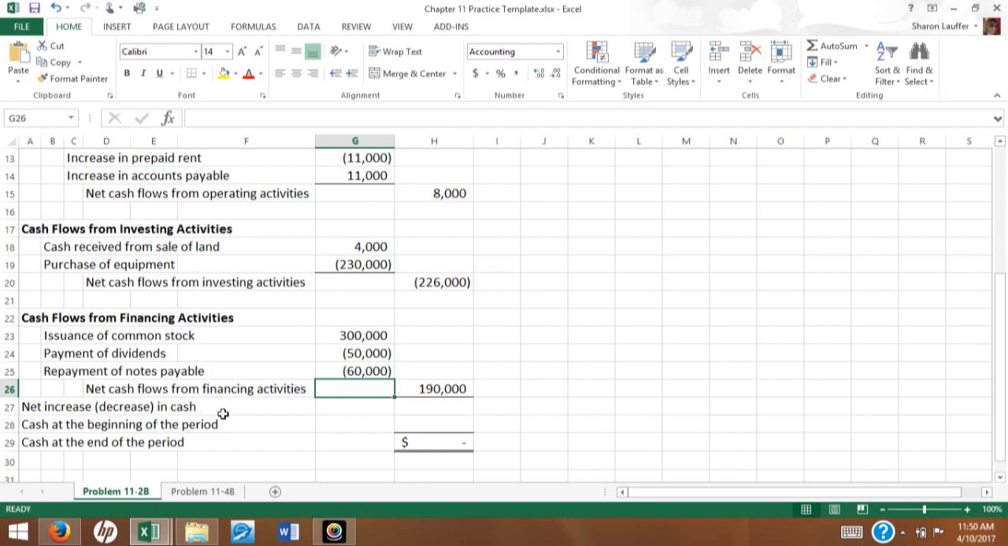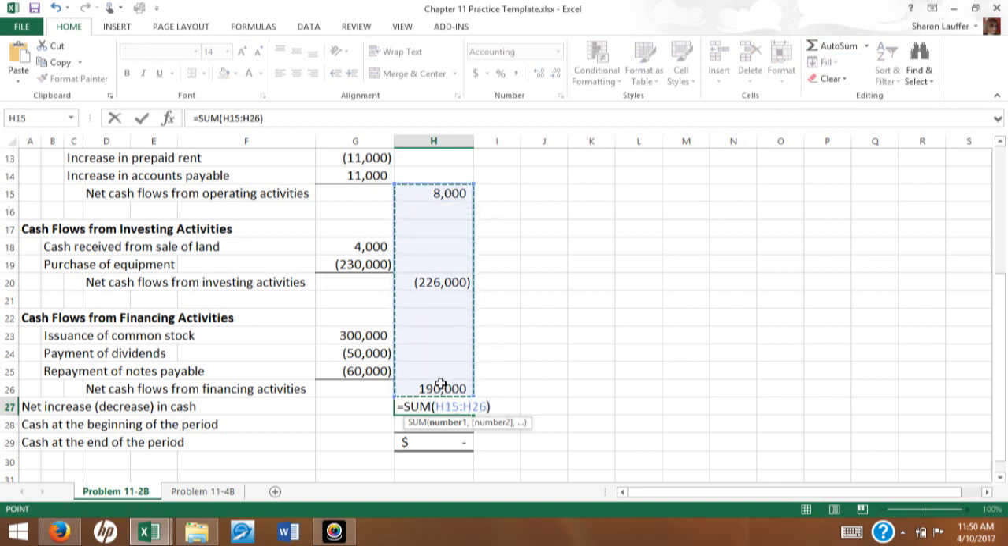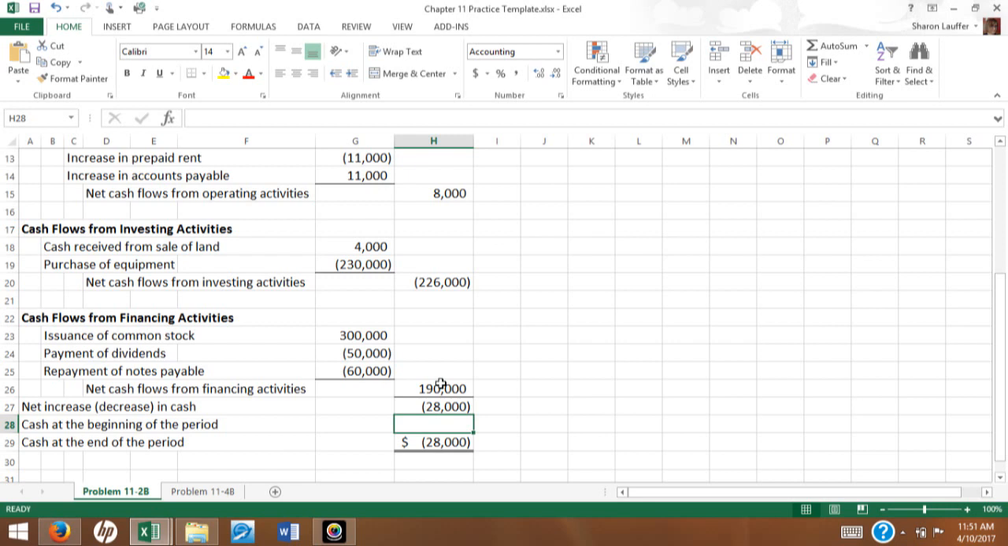So then we have net increase or decrease in cash. So to calculate that, we're going to total the net cash flows from operating activities, the net cash flows used in investing activities, and the net cash flows from financing activities. So if we total all 3 of those, we have $28,000 of a decrease in cash. So that's a minus because it's a decrease.